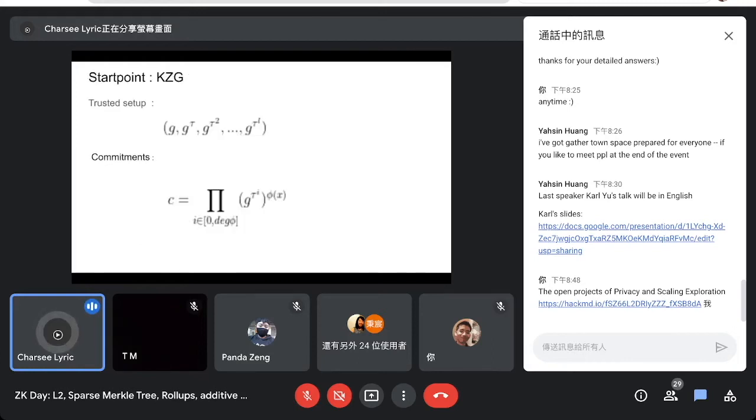The starting point is the KZG scheme. This is a polynomial commitment scheme that needs a trusted setup. A trusted setup is a so-called trapdoor that, if it was leaked, the security of the whole scheme can be broken. So the commitments of the KZG scheme are as follows.